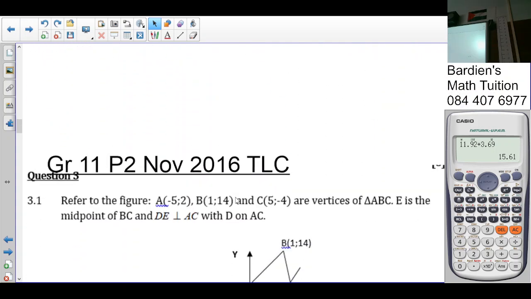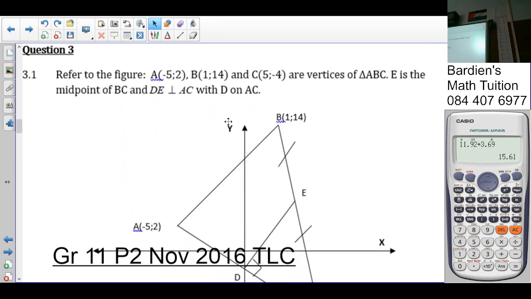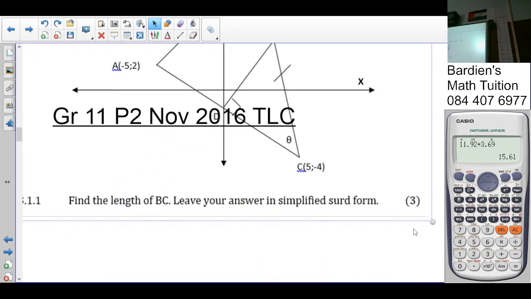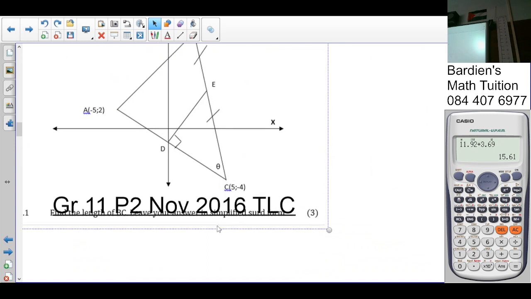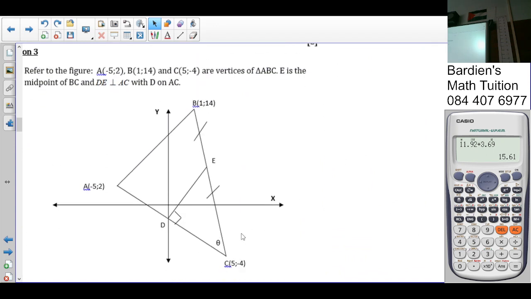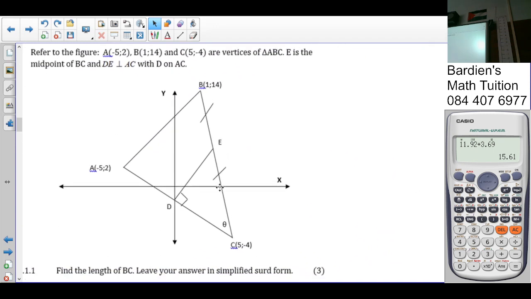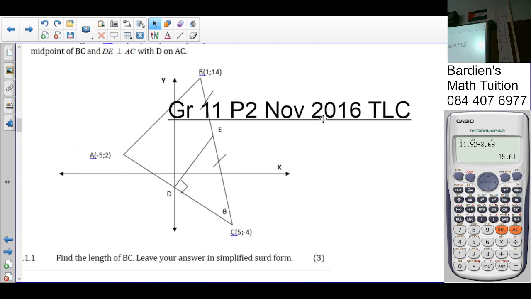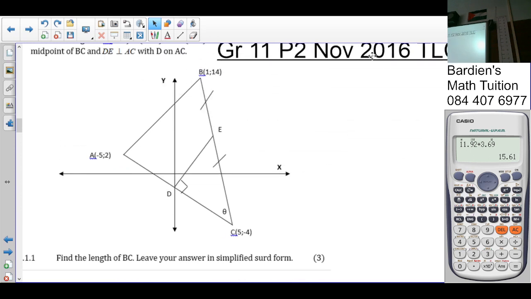Next question. Question 3. Now we're busy with analytical geometry. Our favorite, no? Yes. You seem to get good marks here, or not good marks, better marks than in other sections.